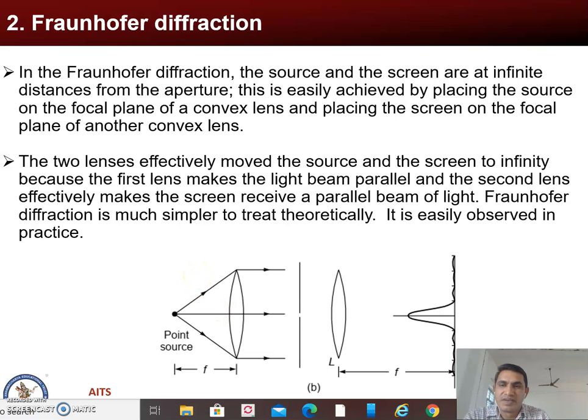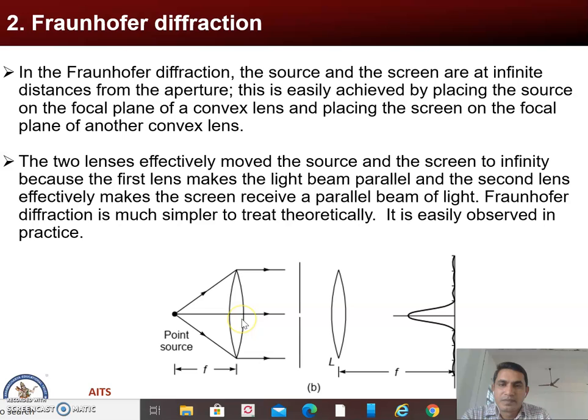Second one is the Fraunhofer diffraction. In the Fraunhofer diffraction, the source and the screen are at infinite distance from the aperture or slit. This is easily achieved by placing a source on the focal plane of a convex lens and placing the screen on the focal plane of another convex lens. Here we can see in this figure, this is the light source and this is the screen where we observe the diffraction pattern, and we place convex lenses between the source and aperture and between the aperture and screen. This is the main difference between Fresnel diffraction and Fraunhofer diffraction.